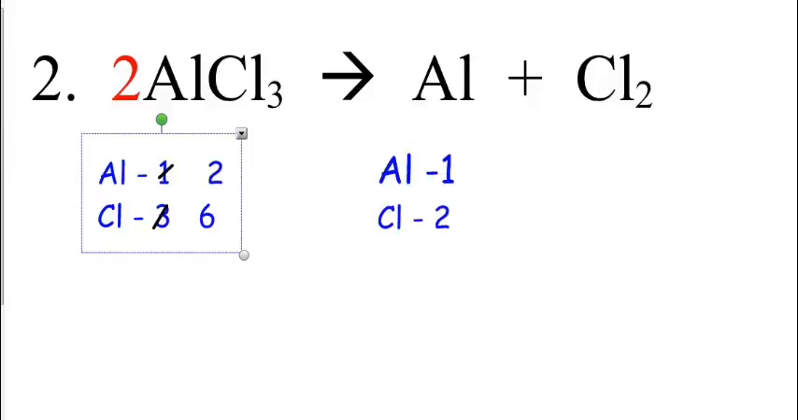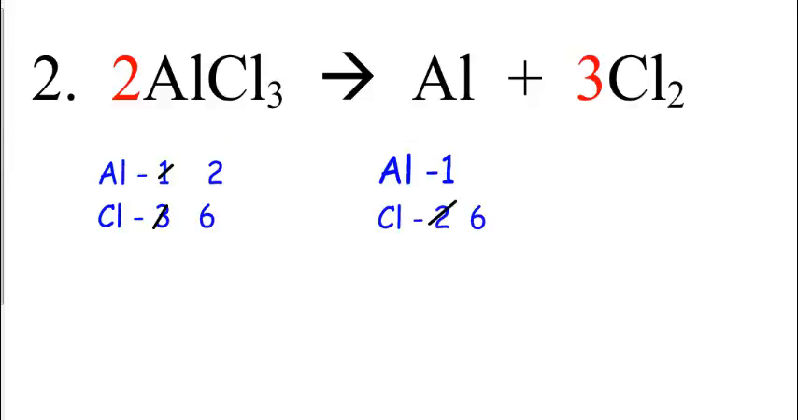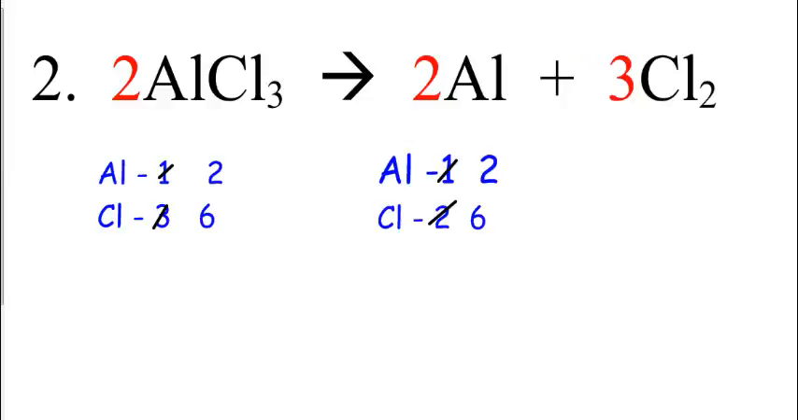Okay, now let's think about the other side. There's 2 chlorines on that side. Well, to get 6, I need to multiply by 3, and that gives me 6 chlorines. This time, I don't have to change my count of aluminums. That aluminum is separate from that chlorine, so it only really changed the chlorine. Aluminum does have to change now, though, I have 2 on the other side, so I need to get 2 on the product side as well. Just put a 2 in front of the Al, and we're good to go.